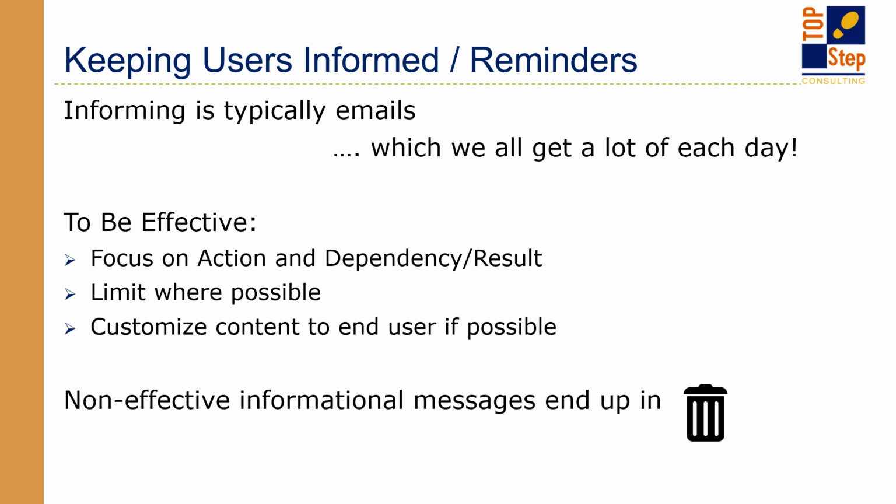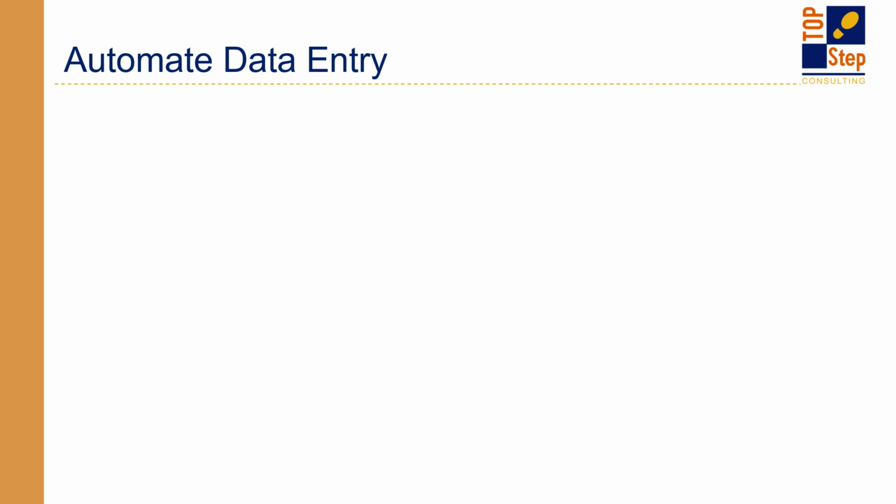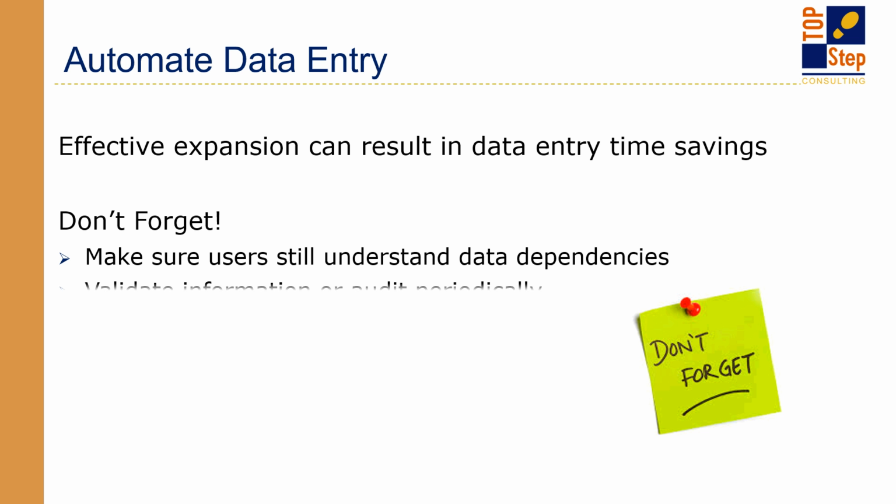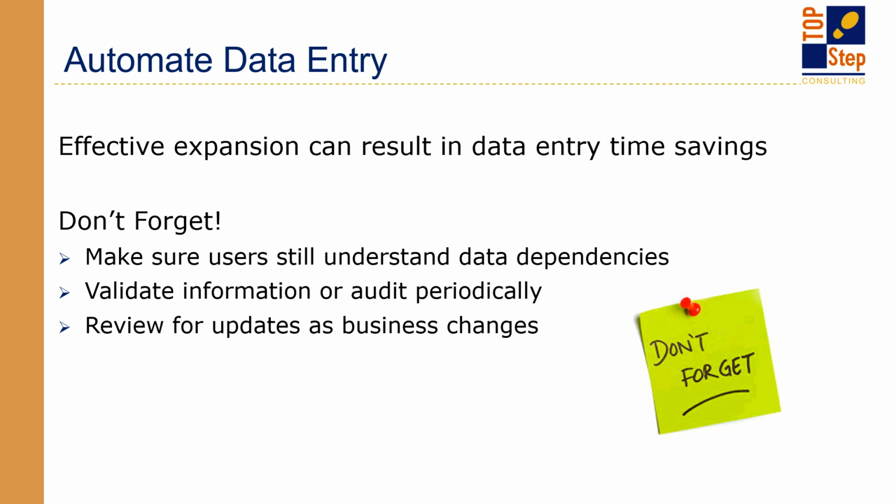Some of the other things that you might want to look at is automating data entry. So effective automation can result in data entry time savings. Who doesn't want to save time? The one thing we have to remember is that there are still data dependencies. You always need to validate your information and audit it periodically, and you need to review for updates as your business changes.